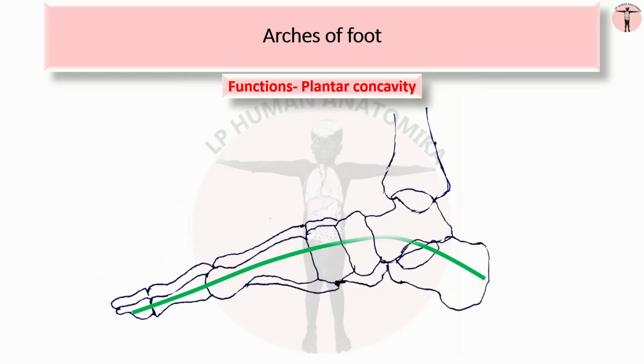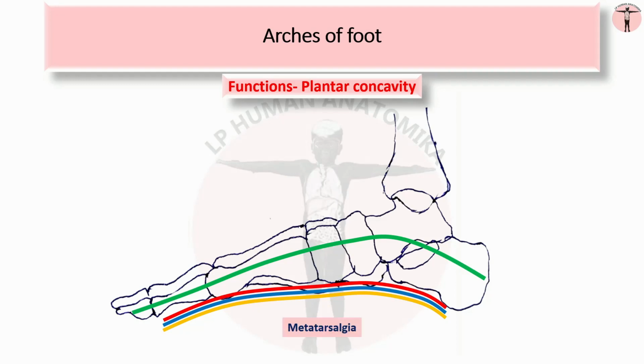Plantar concavity of the arches protects the plantar vessels and nerves from compression. In flat foot, the nerves may be compressed, producing pain in the metatarsal region of the foot and radiating towards the toes, which is called metatarsalgia.